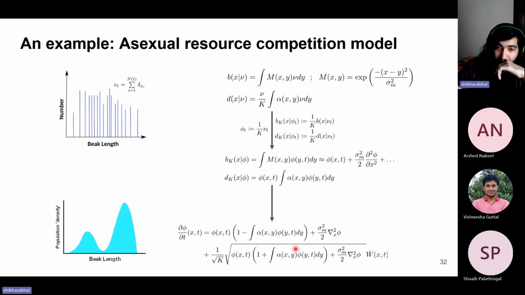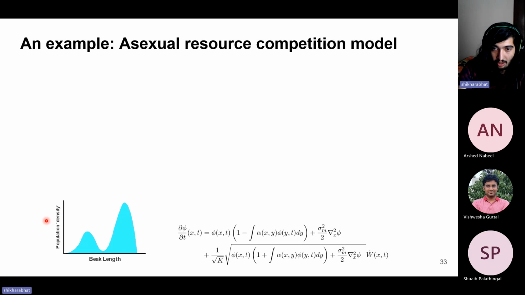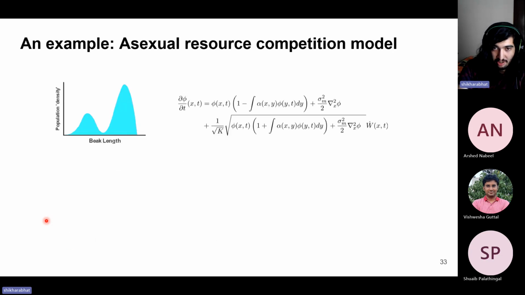And here we have birth plus death, which is the same idea. This is phi plus phi alpha, which is phi times (1 plus alpha), plus this sigma squared by 2 times the second derivative of phi with respect to x, times w dot. And this is now a field, that is phi of x,t will have continuous solutions. And so this is some continuous distribution. Let's stare at this equation for a second.